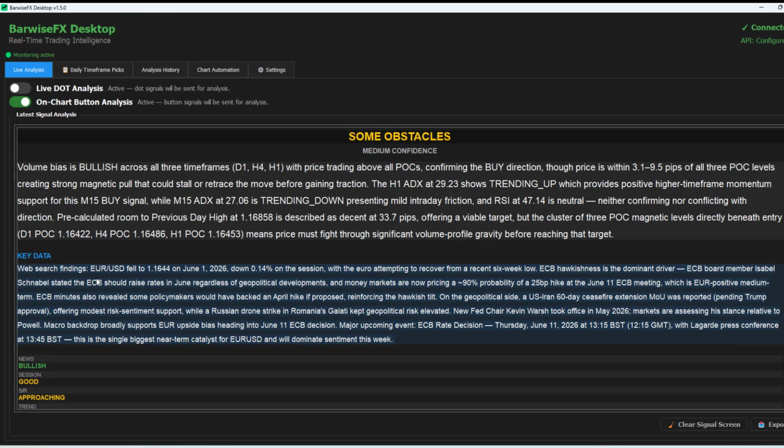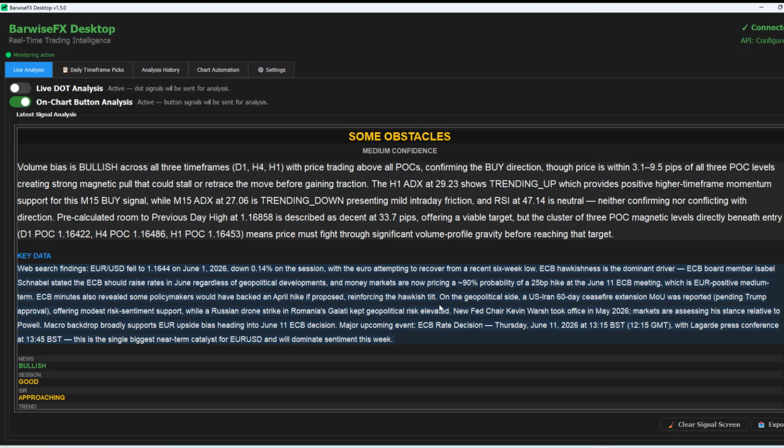So the web search findings was the euro dollar fell to 1.1644 on June the 1st, 2026, down 0.14% on the session, with the euro attempting to recover from a recent 6-week low. ECB hawkishness is the dominant driver. ECB board member Isabel Schnabel stated the ECB should raise rates in June regardless of geopolitical developments, and money markets are now pricing a 90% probability of a 25 basis point hike at the June 11 ECB meeting, which is euro positive medium term.